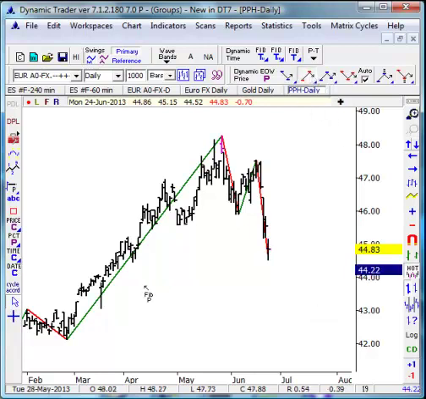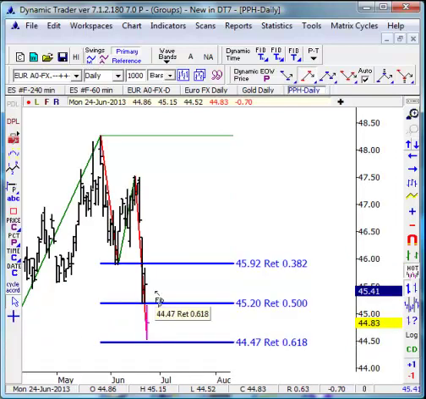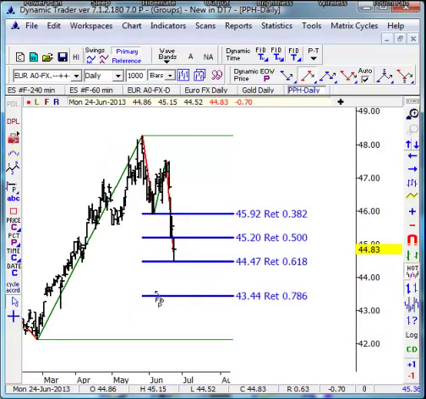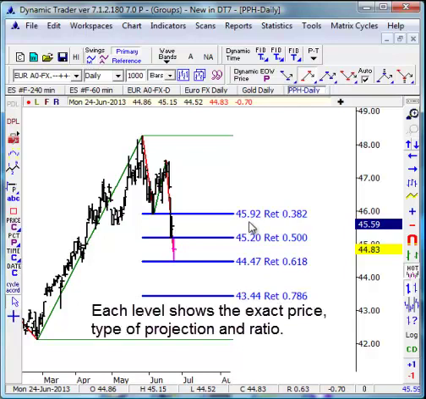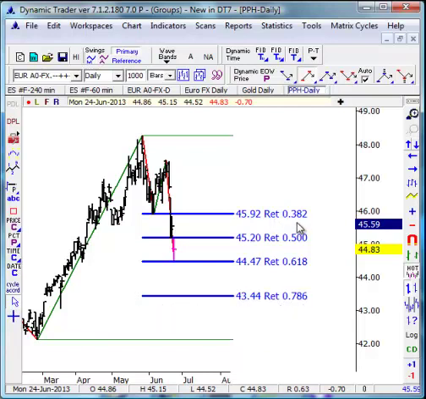So let's just do some retracements first. We just need to click on the beginning pivot, and we've got our retracements in there. In this case, I did the 38, 50, 61.8, 78.6. Those are the four key retracements we always look at. And notice that at each level, it shows the exact price of the retracement, what kind of price projection we did, in this case retracement. Now I'll show you how it labels the other types of price projections in a moment, and then the exact ratio it does. And it shows it very cleanly and clearly so we know exactly what we're looking at.